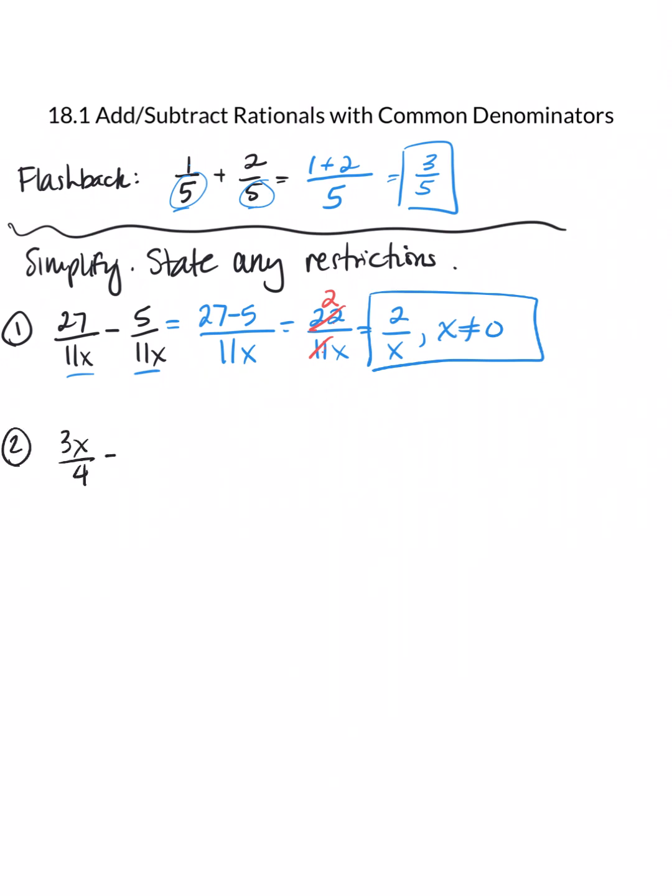3x over 4 plus x plus 8 over 4. And then let's see where that lands us. Notice the denominators match, so I'm going to keep my denominator as 4, and I'm going to bring all the numerators together. So 3x plus x plus 8 equals 4x plus 8 over 4.